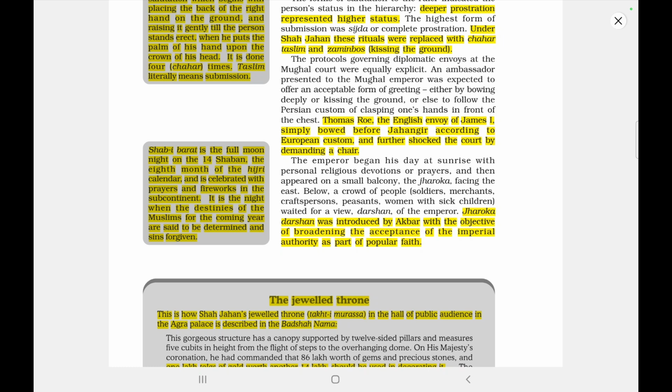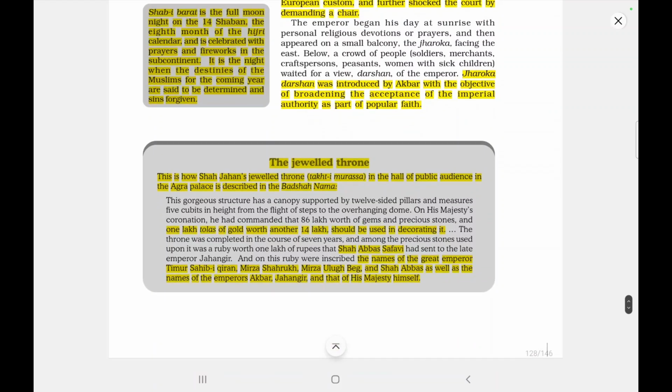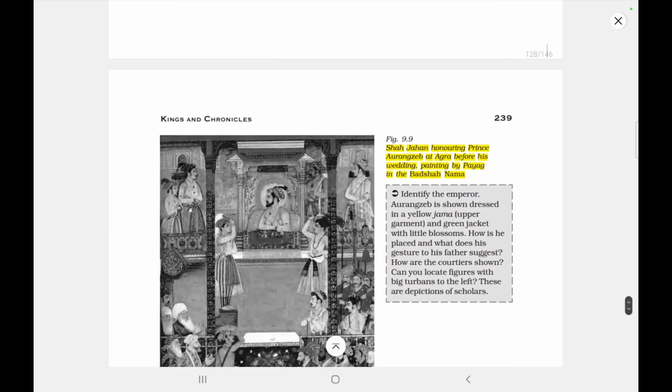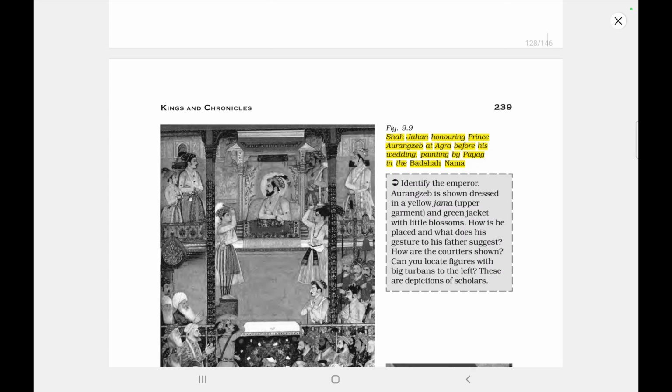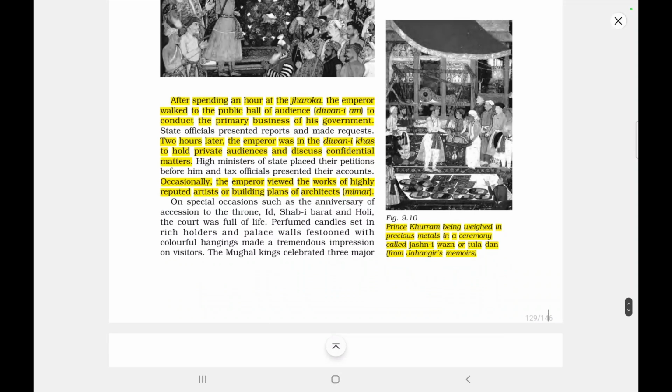Jharokha Darshan was introduced by Akbar with the objective of broadening the acceptance of the imperial authority as part of popular faith. The jeweled throne. So this is how Shahjahan's jeweled throne, Takht-e Murassa, in the hall of public audience in the Agra Palace, is described in the Badshahnama. Shahjahan honoring Prince Aurangzeb at Agra before his wedding, painting by Payag in the Badshahnama, and Prince Khurram being weighed in precious metals in a ceremony called Jashn-e Wazn or Tuladan from Jahangir's memoir.